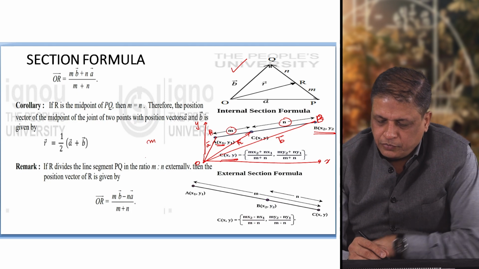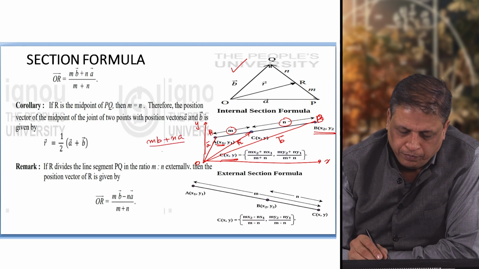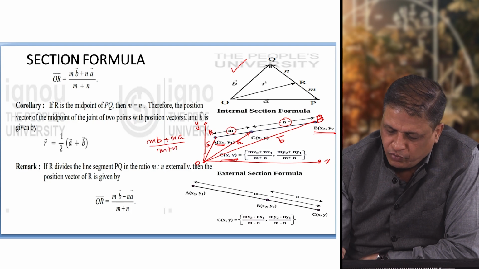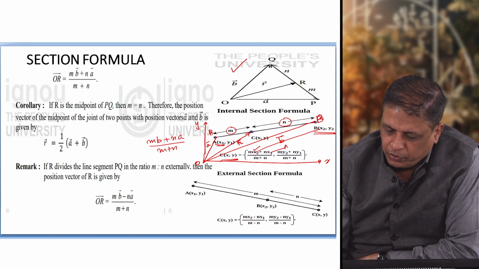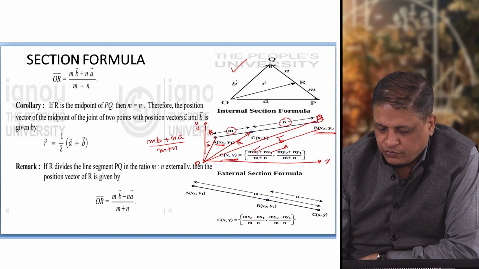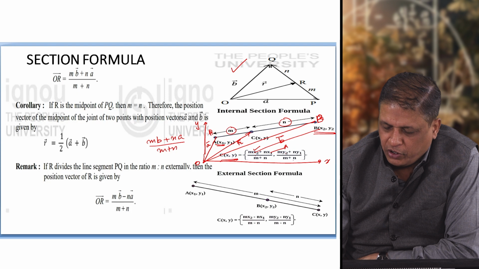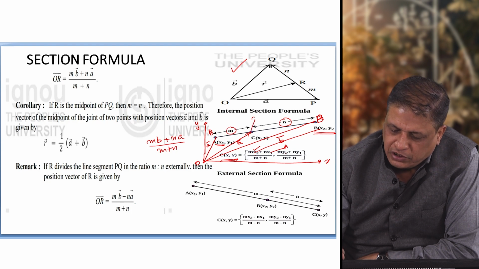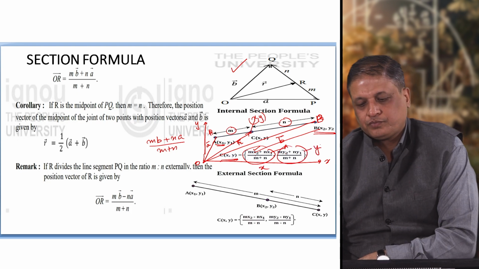m times of B plus n times of A upon m plus n, which is same over here, m times of B, x2 is component of B and x1 is component of A. So, mx2 plus nx1 upon m plus n. Similarly, for y component, my2 plus ny1 upon m plus n, because the coordinates of this are x and y. So, this represents x, this represents y.